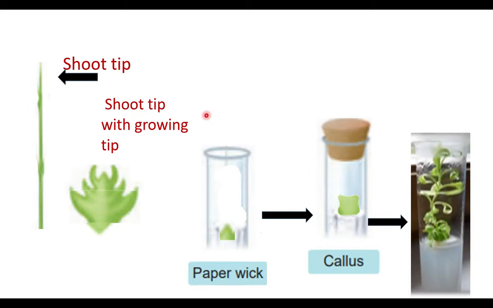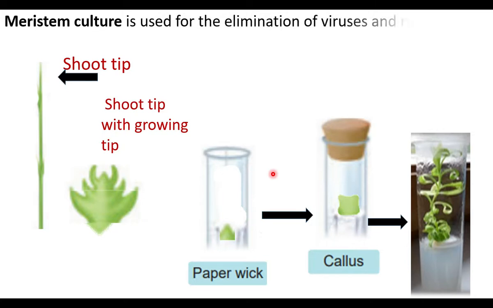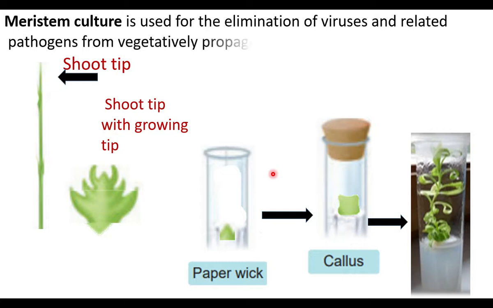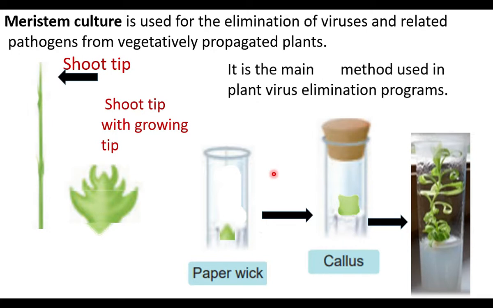So what is the advantage of this kind of meristem culture? Meristem culture is used for the elimination of viruses and related pathogens from vegetatively propagated plants. Plants like banana and potatoes are propagated by this method. They are virus free. It is the main method used in plant virus elimination programs. Virus-free plantlets are produced under artificial condition by using the shoot apical meristem.